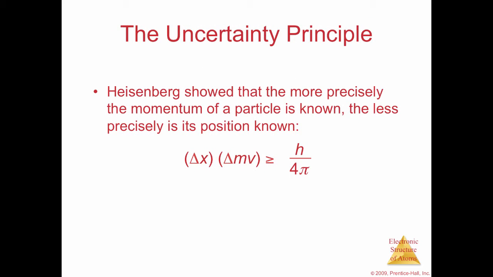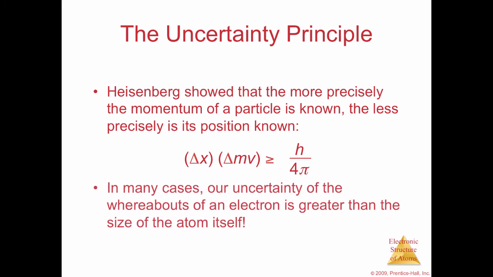The uncertainty principle. Heisenberg showed that the more precisely the momentum of a particle is known, the less precisely is its position known. In many cases, our uncertainty of the whereabouts of an electron is greater than the size of the atom itself.